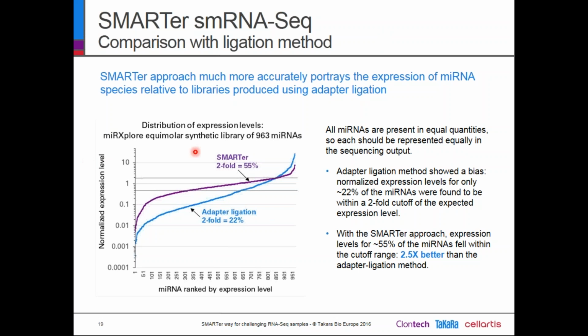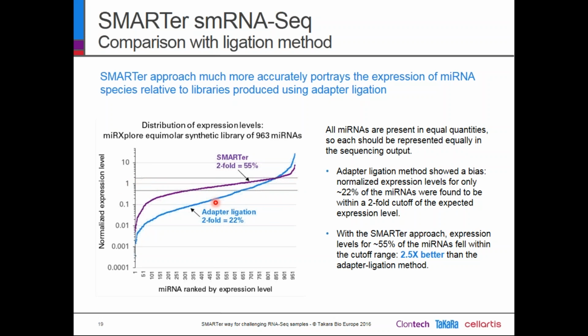So in this experiment we use a synthetic library of almost 1000 microRNAs, and they are all at the same concentration in this synthetic library. So we prepare a library using the classical adapter ligation method or our SMARTer method, and then we measure the level of expression. Since all the microRNAs are present in equal quantities, we would expect that the normalized expression level would be around 1 for all. We should normally have a flat curve here. But this is not what we see.